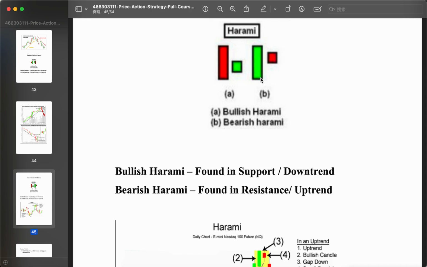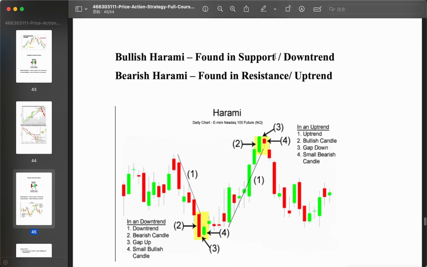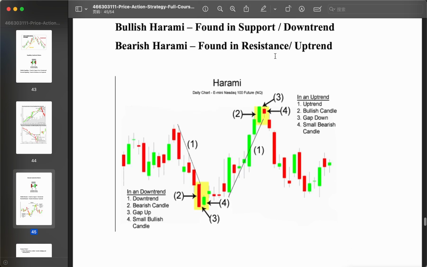For the B part, it's a bearish Harami. The bearish Harami is that you have a longer green bar, and you have a shorter red bar. So what that means is the price moved up a lot and then dropped down a little, right? You can find the bullish Harami in support and downtrend. For the bearish Harami, you will find that in resistance level or the uptrend.